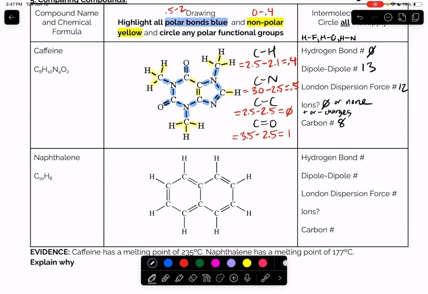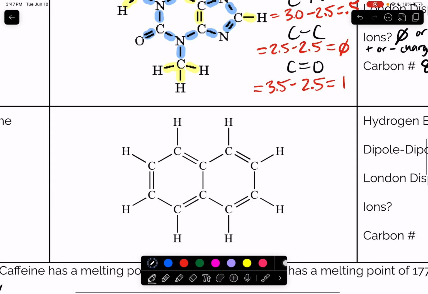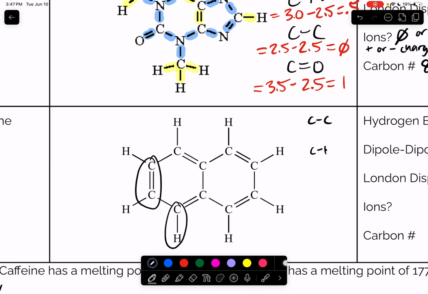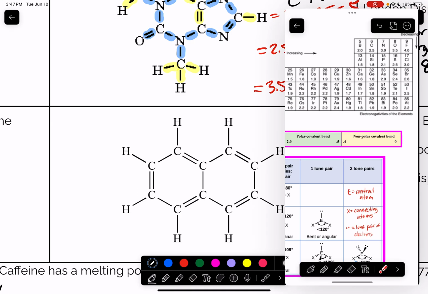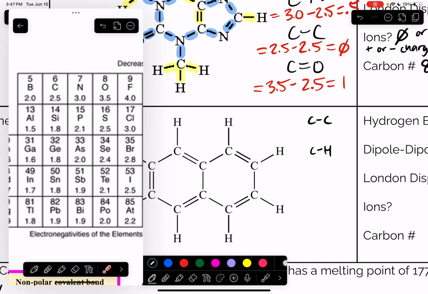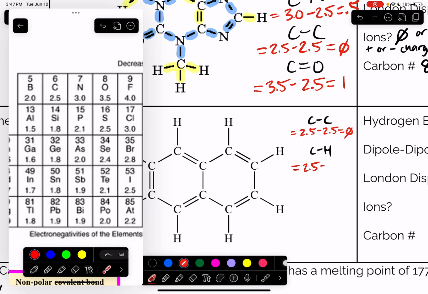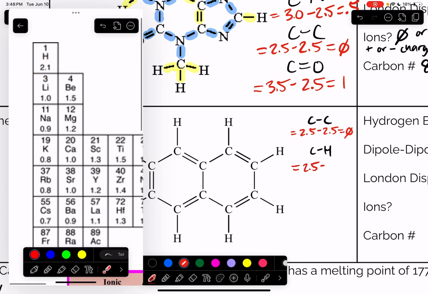This one looks a lot easier to figure out the difference for, because if I'm looking at this, I really only have 2 types of bonds: CC, carbons bonded to each other, and CH. So now I'm going to use my electronegativity chart and write down those values. Carbon is 2.5, so 2.5 minus 2.5 is going to be 0. And then carbon, again, is 2.5. I'm going to subtract hydrogen, which is 2.1. That gives me a difference of 0.4.